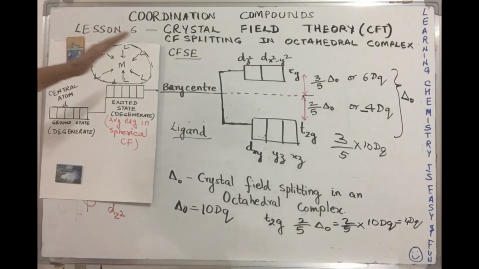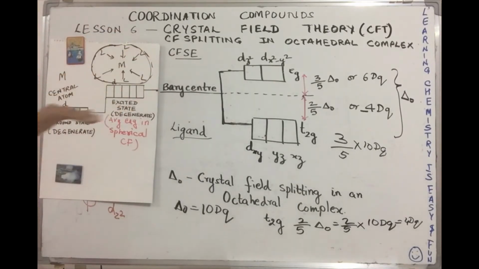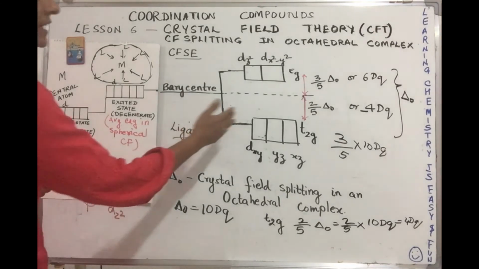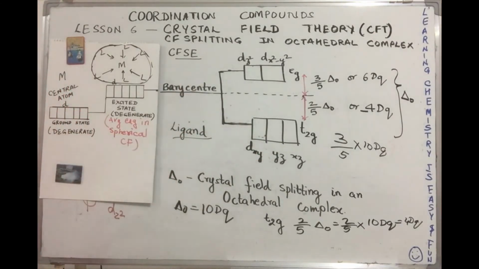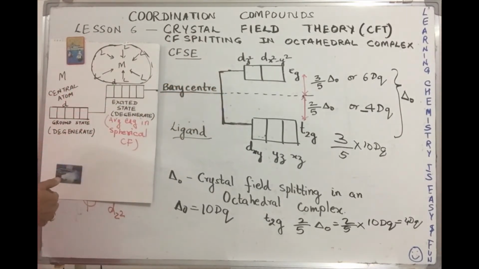Now, how do we calculate the CFSE? If I want to calculate the CFSE, crystal field stabilization energy, I need to know how many electrons are there in each of the two sets of orbitals, t2g and eg. So let's start filling electrons into each of the sets of the d orbitals, in each of the two sets of d orbitals that we have here.